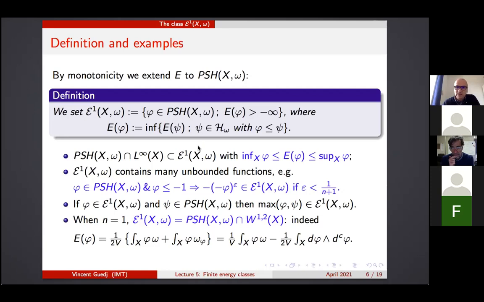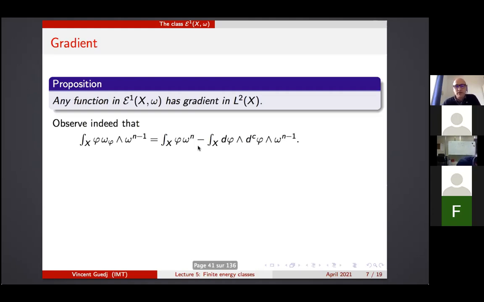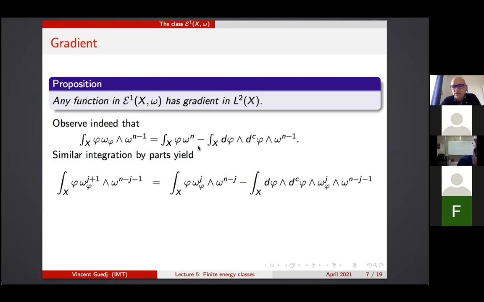And in particular, it is indeed always true that functions in E1 have gradients in L2. And the proof is a bit similar, namely, you integrate by parts. So let me start with the simplest term, maybe, the integral of phi omega^{n-1}, which is one piece of the E functional. If you integrate by parts, as I did earlier for the dimension 1 case, then what you get is this term. If you do a similar integration by parts for the term integral of phi (omega_phi)^{j+1} wedge omega^{n-j-1}, this is what you get.